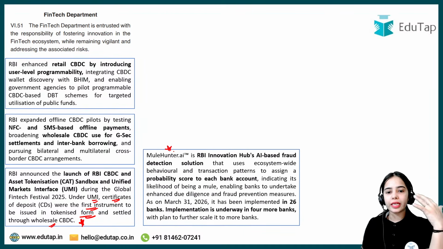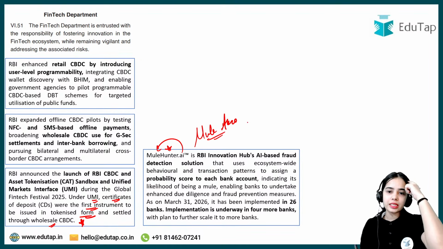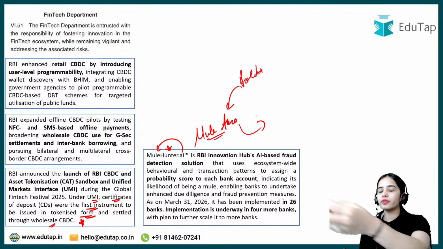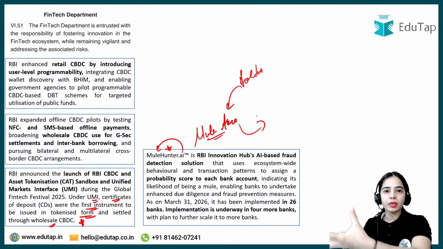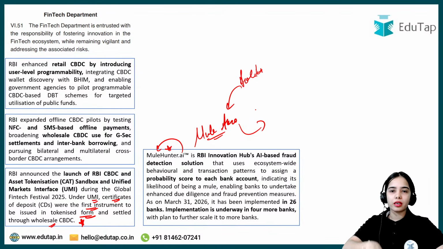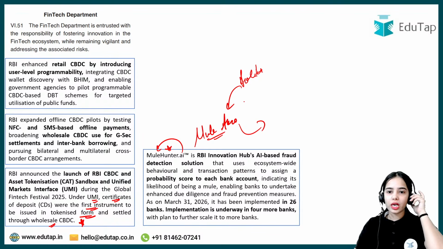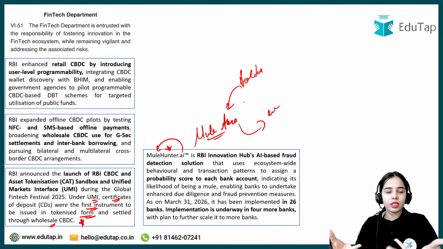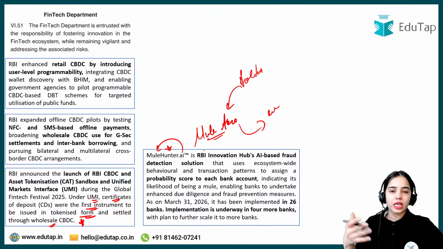Next is Mule Hunter AI. This was quite in the news last year, and basically mule accounts were being discussed. These are accounts through which, let's say, some politician, through the accounts of subordinates, of local people, of people working under the politician, was making black money into white money, or transferring the money through the accounts of the subordinates.